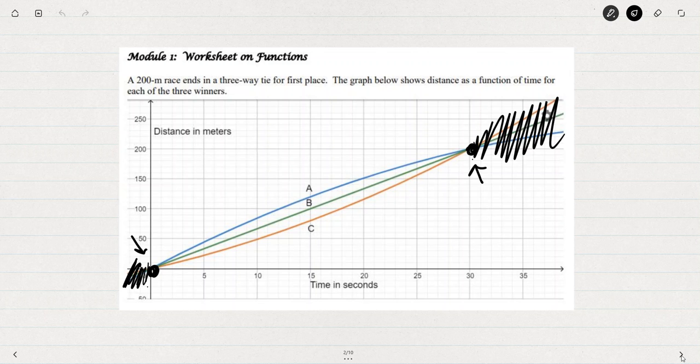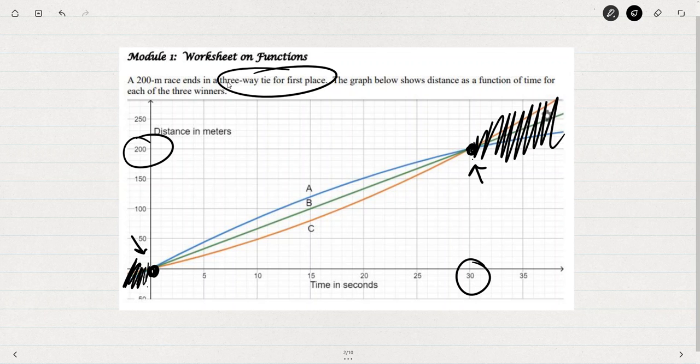Well, here's our graph. What we have in the graph is a 200-meter race that ends in a three-way tie. The graph shows the distance as a function of time for each of the three winners. So we can see that although the three winners weren't together at every moment in time, by the time they hit the 30-minute mark, and by the time they hit the end of the 200-meter race, they were at the same point. Thus, we had a three-way tie.